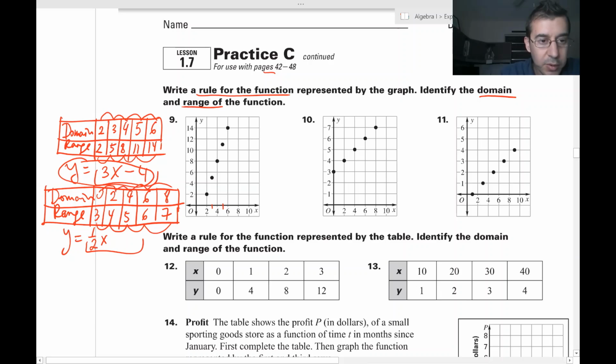When x is 0, 0 over 2 is 0. To get 3, we have to do plus 3. So let's see if this works for the next one. When x is 2, 1/2 of 2 is 1, plus 3 is 4. Yes, this works. Next one, when x is 4, 4 divided by 2 is 2, plus 3 is 5. When x is 6, 6 divided by 2 is 3, plus 3 is 6. When x is 8, 8 divided by 2 is 4, plus 3 is 7. Yes, so this is the function for number 10. y equals 1/2 x plus 3.